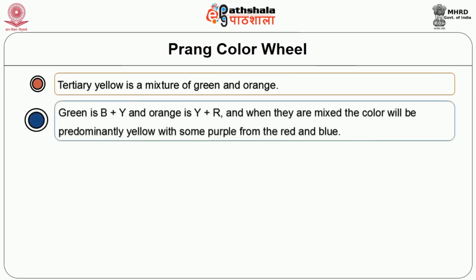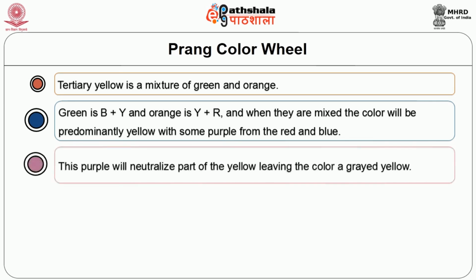Green is B plus Y and orange is Y plus R, and when they are mixed the color will be predominantly yellow with some purple from the red and blue. This purple will neutralize part of the yellow, leaving the color grade yellow.